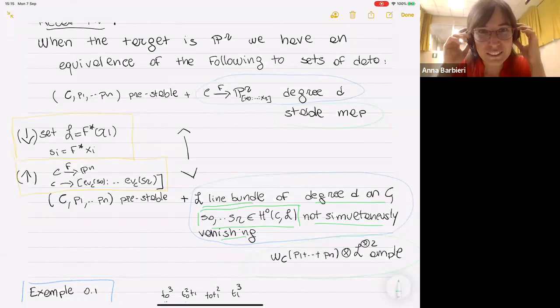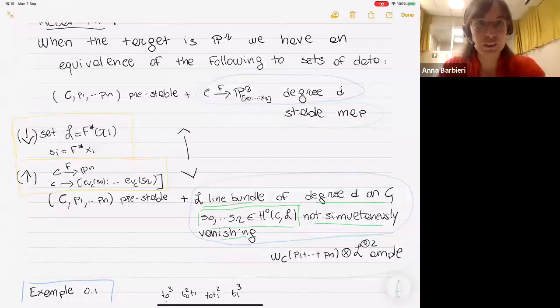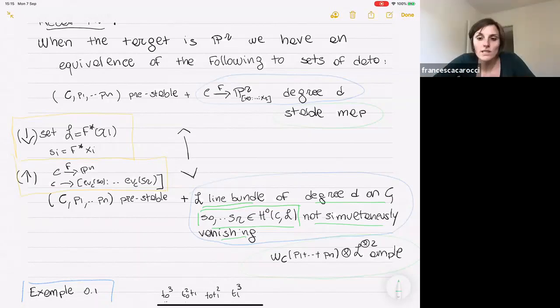Francesca? Yes. May I ask something? Sure. Should I assume that this is sort of true for any projective variety, not just P^r? No, when this is the target.